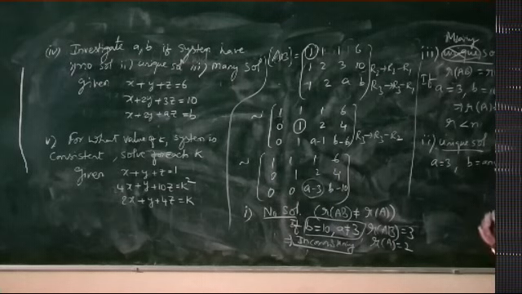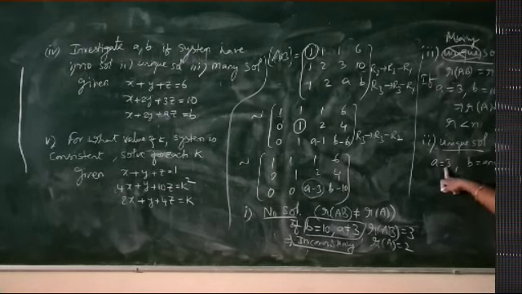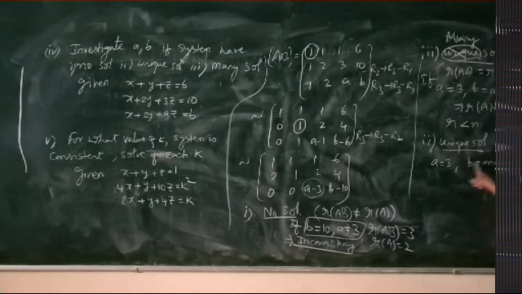Let us see what happens. When A is equal to 3, the condition for unique solution is rank is equal to n. It is rank less than n for many solutions, rank equal to n for unique solution. When A equal to 3, B is equal to any value, then what happens?